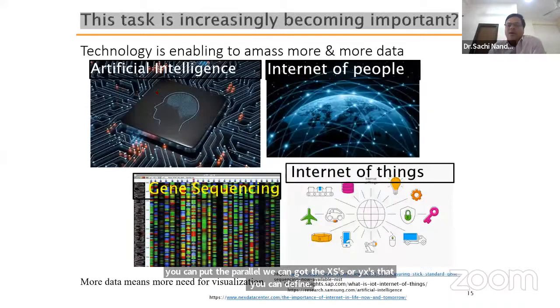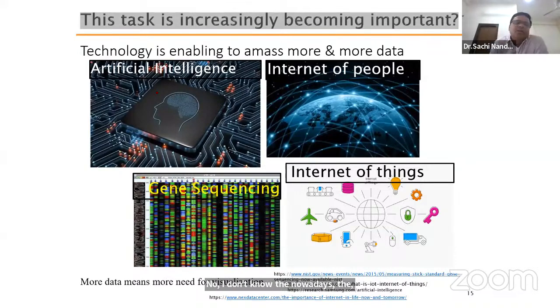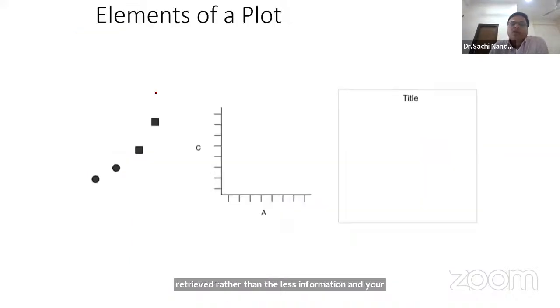Now, as you know, nowadays data visualization has become a challenging task for artificial intelligence, the Internet of People, gene sequencing, and the Internet of Things. So more data means more need for data visualization. Data visualization is nothing but how to showcase precise information to society so that people retrieve more information rather than less, and your output must be precisely and accurately defined.